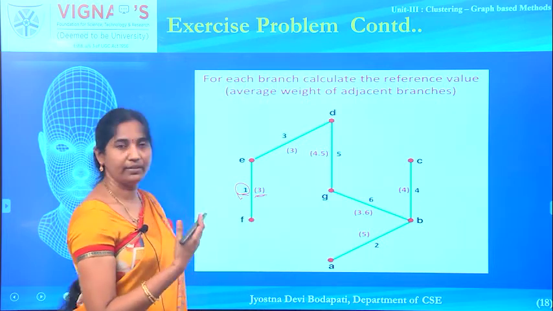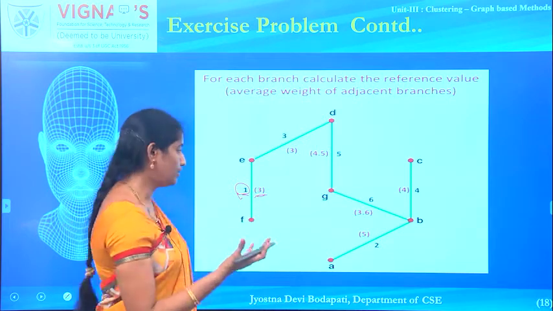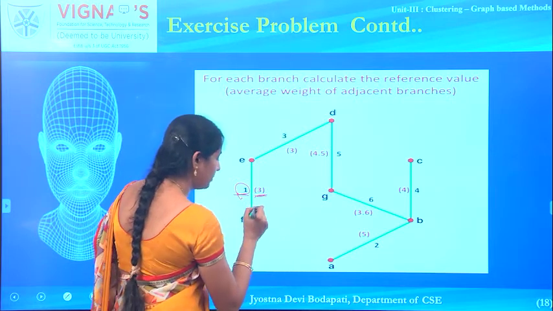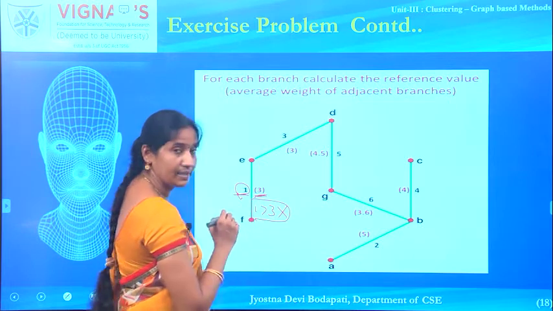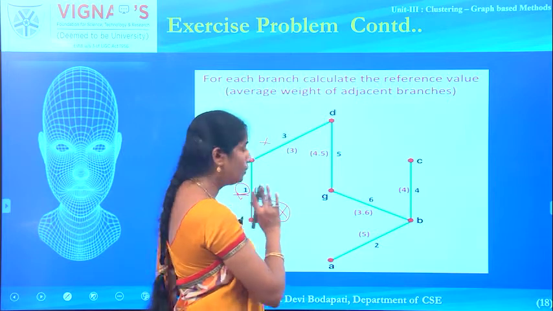How do you get the inconsistent edges? If its edge weight is greater than the reference value. So for every edge you need to check that. Now, 1 is greater than 3? False. So it's not an inconsistent edge. Now here, 3 is greater than 3? No, it's also false. So you can retain that.